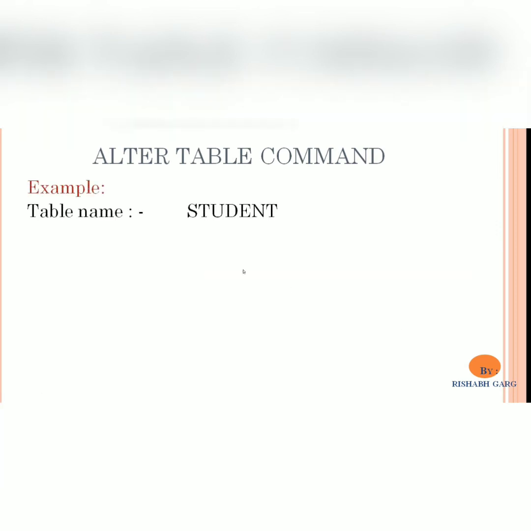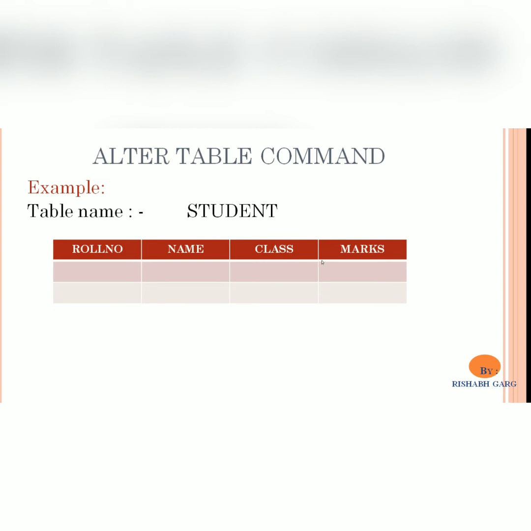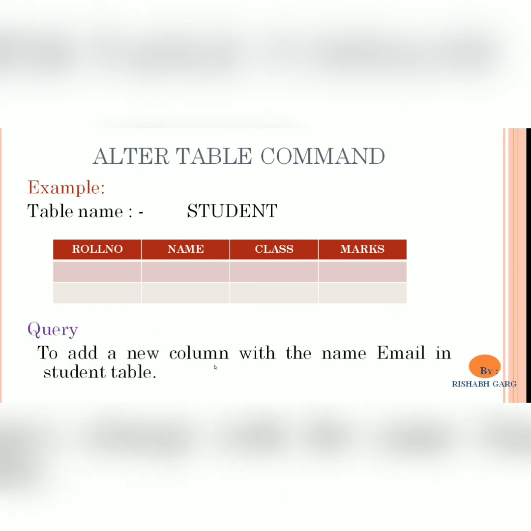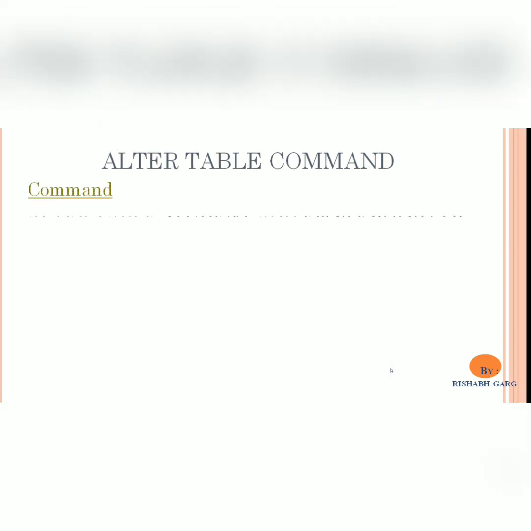Suppose we have a table student along with 4 fields, that is roll number, name, class and marks. And we want to perform a query, that is to add a new column with the name email in student table. Means we want to add one more column, that is email, in this existing table. So for this we will execute the following command.